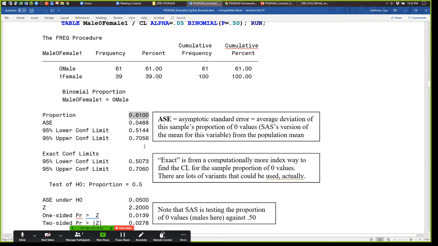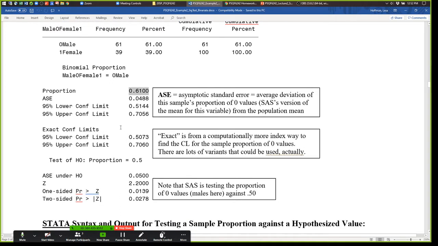Well, yeah, what's the null, right? I get to decide that. I'm the researcher. I picked 50-50. Does anyone know, is that actually accurate anymore? I think there's slightly more females than males in terms of biological sex, if I'm not mistaken, but I don't know the research on that.